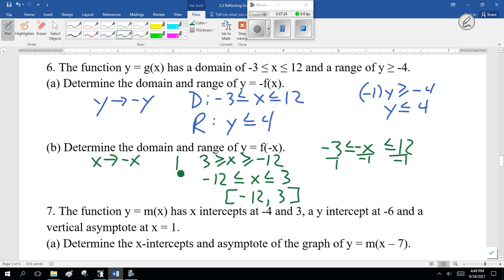Well, domain. And notice nothing happens to the range. My range, y is still greater than or equal to -4, or to be fancy in the square brackets, -4 comma infinity. All right.